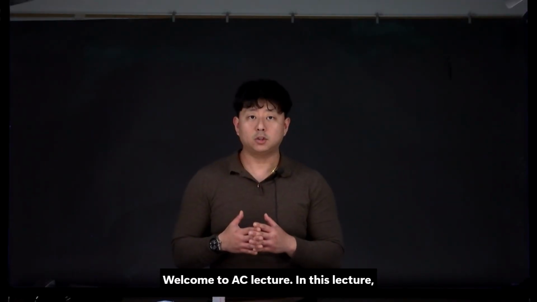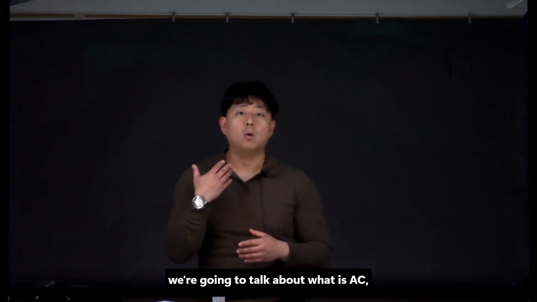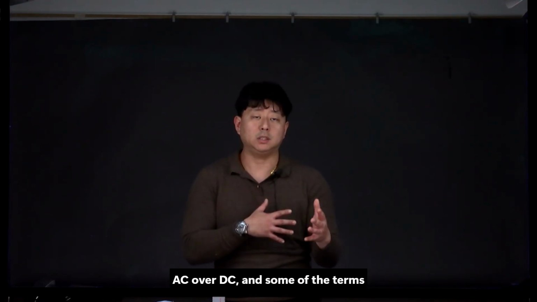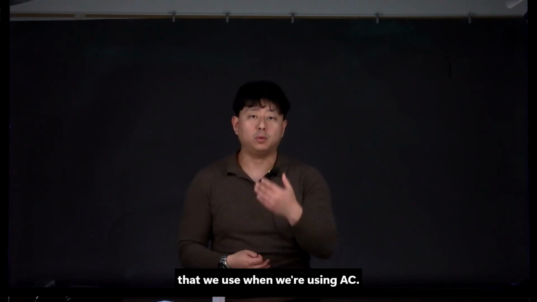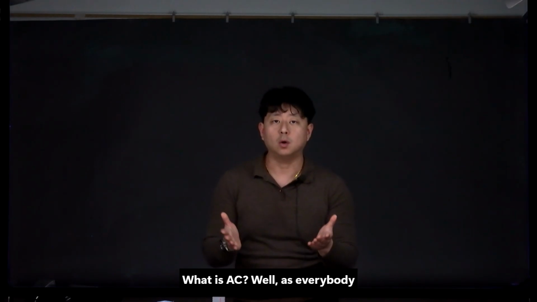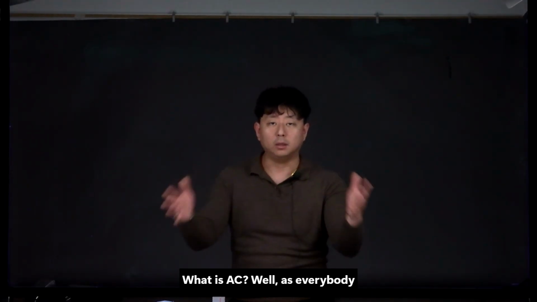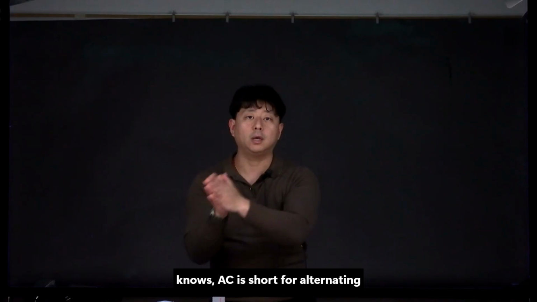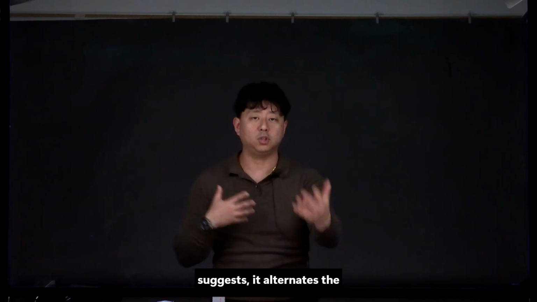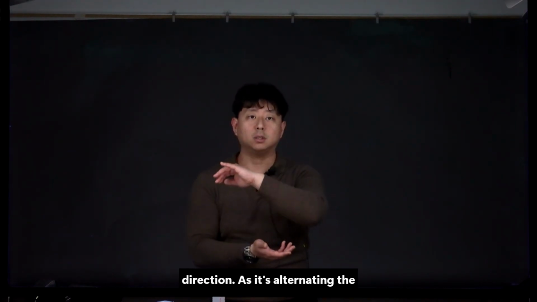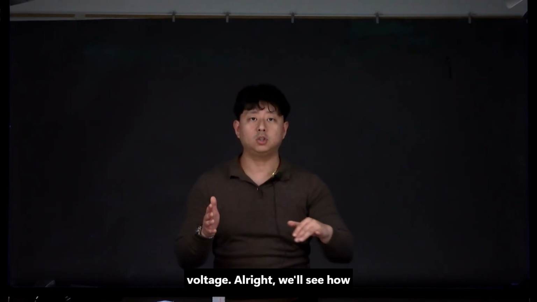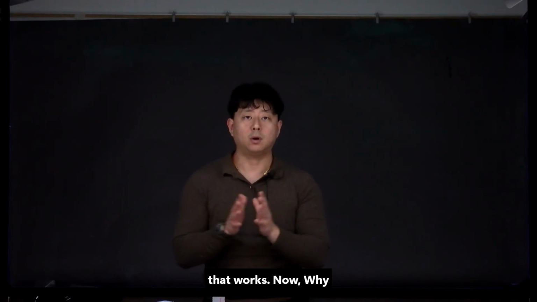Intro to AC lecture. In this lecture, we're going to talk about what is AC, how is AC made, why we're using AC over DC, and some of the terms that we use when we are using AC. So let's start with the question, what is AC? Well, as everybody knows, AC is short for alternating current. DC was direct current; alternating current, as the name suggests, alternates the direction. As it's alternating the direction, there is a change in voltage. All right, we'll see how that works.